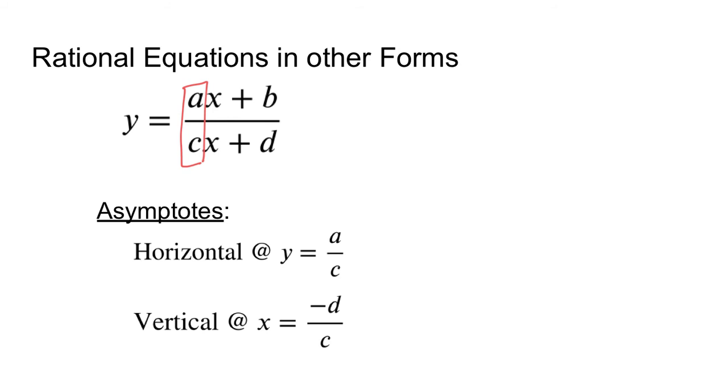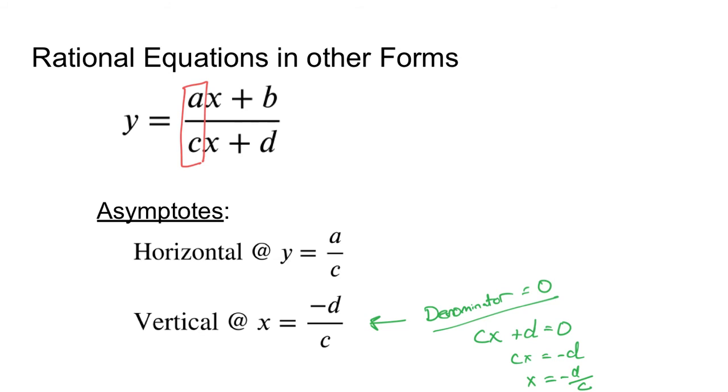That's a horizontal asymptote. The vertical asymptote is a little bit easier to talk about because that's when the denominator equals 0. So in this case, cx plus d equals 0, and we're simply going to do some algebra and solve for x. If you ever forget, you can always just set the denominator equal to 0, and that's how you end up with your vertical asymptotes. Every single time this works.